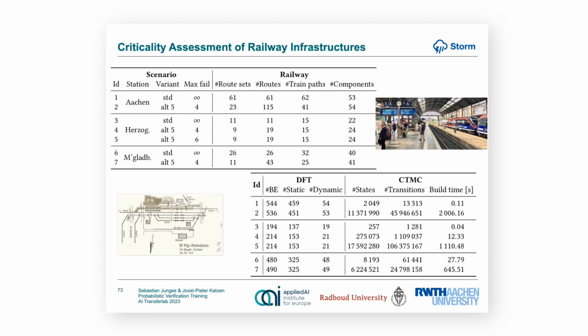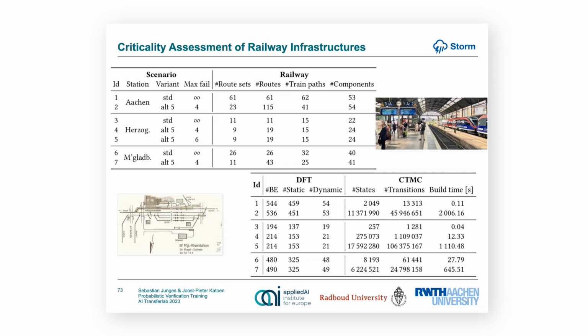If you model this as a fault tree, here are some statistics about the size of these fault trees. They roughly have about 400 to 500 basic events, in the second column. The number of static elements in the fault tree, so these are ANDs and ORs and so on, ranges between 150 and almost 500. And the number of dynamic elements, so those spare gates, the functional dependencies that we use to model common cause failures, but also priority ANDs, roughly ranges between 20 and 50.